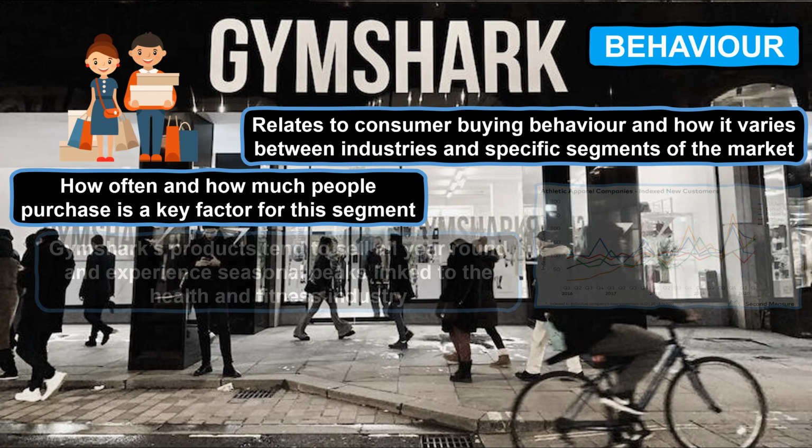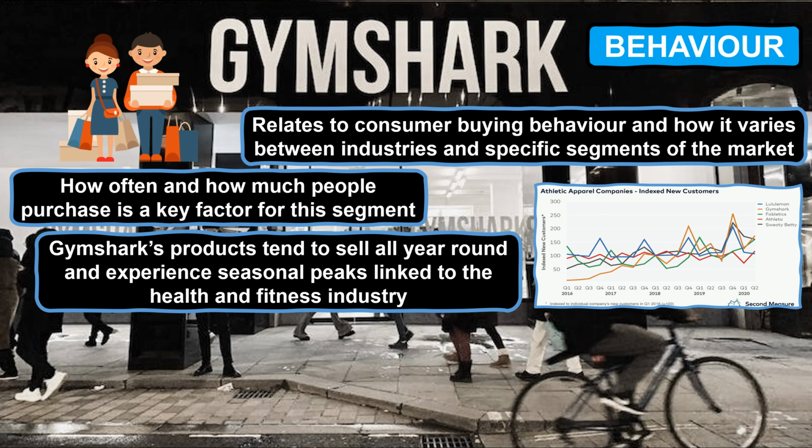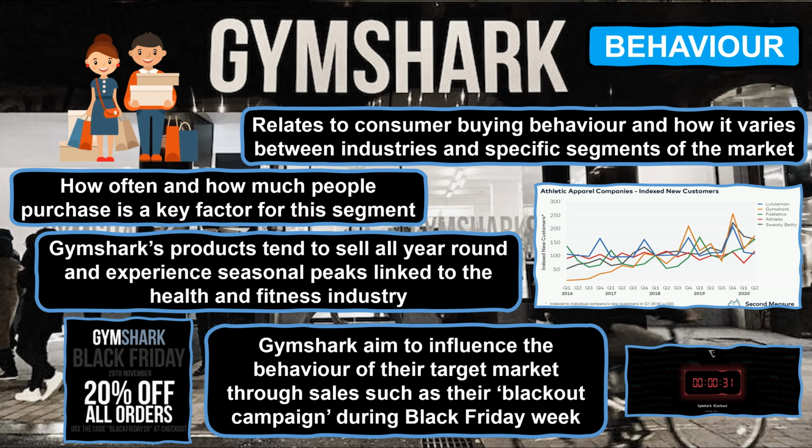Gymshark's products tend to sell all year round and experience seasonal peaks alongside the usual peaks in the health and fitness industry. However, a very effective way in which Gymshark use the behaviour of their target market to their advantage is through the use of sales. They typically hold 2 major sales each year, and the Black Friday one is arguably their most effective and attractive to their customer base.